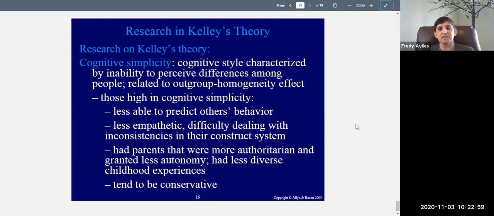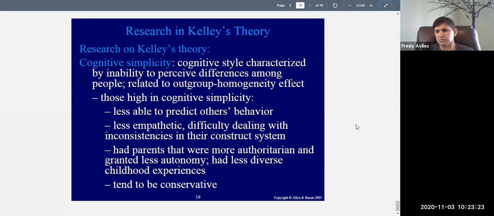Difficulty dealing with inconsistency in their construct system. When they meet people who kind of challenge their beliefs, people who don't fit the stereotype, it bothers them, it frustrates them, it angers them. They had parents that were more authoritarian, parents that told them how to think and what to believe, and they weren't allowed to challenge that. Parents granted them less autonomy, less freedom, especially in their thinking.